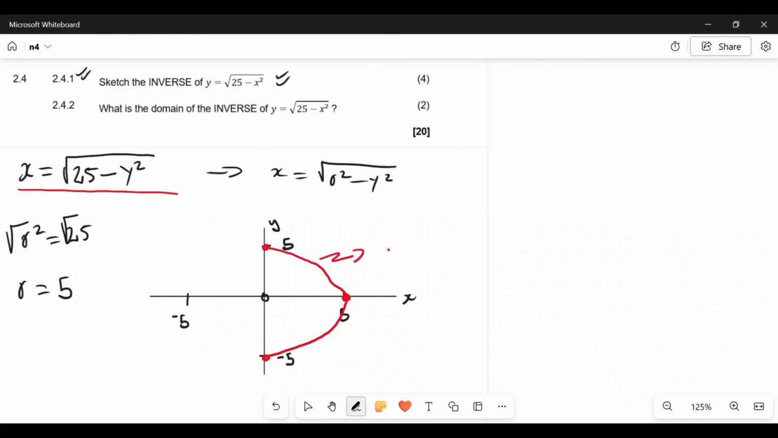So this here is our graph for the inverse here, which is x is equaling to root of 25 minus y squared. There we go. So this graph here is the one that they wanted us to draw.